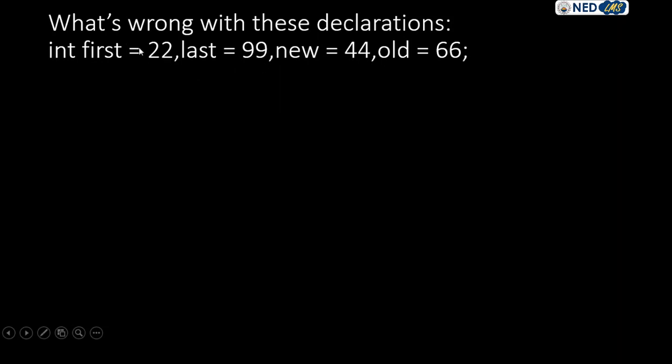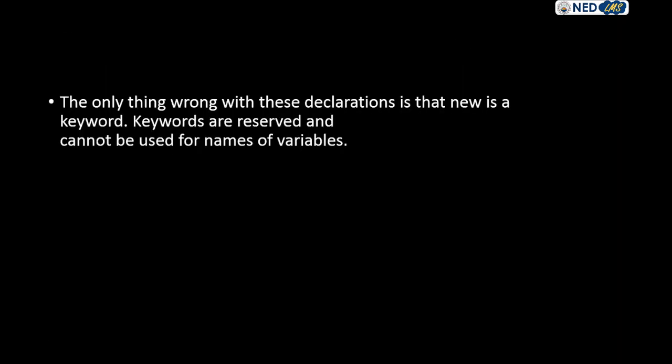What's wrong with these declarations? int first equals 22, that's okay, comma last, and we are also initializing those: last equals 99, new equals 44, and old equals 66. On the surface it looks like they are okay, but there could be a word or maybe words here which are reserved keywords of the C++ language. I'm going to show those reserved keywords in a moment after we are done with these practice questions, but we cannot name our variables the same as reserved keywords. So the only thing wrong with these declarations is that new is a keyword. Keywords are reserved and cannot be used for names of variables.